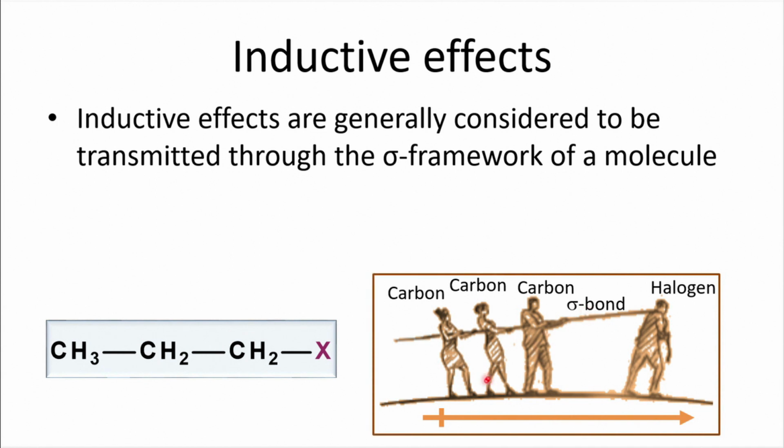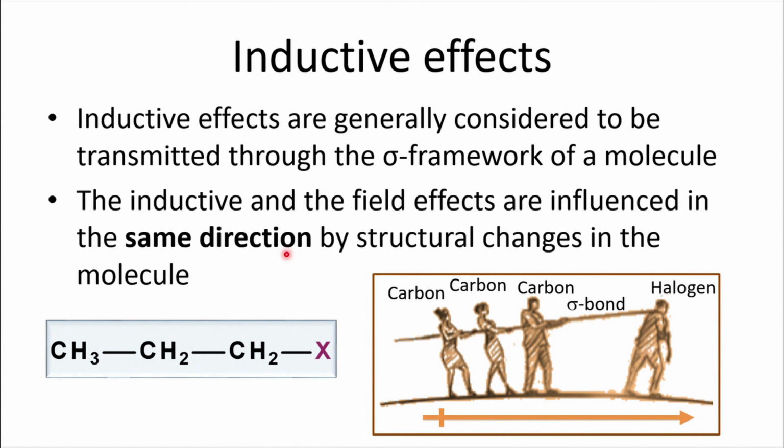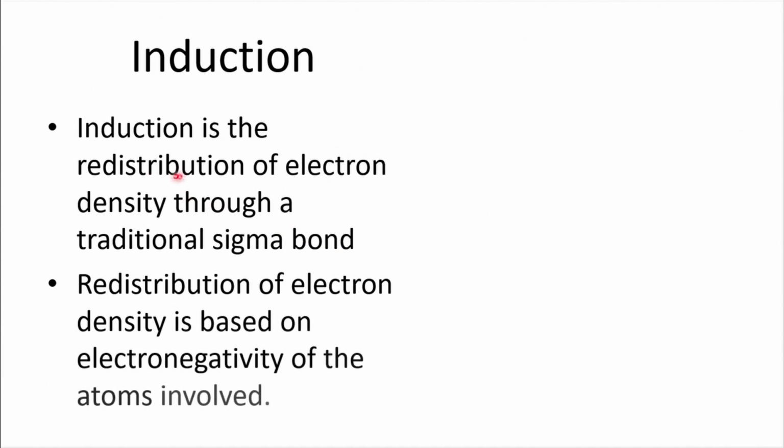So, in other words, the sigma bonded electrons are pulled more towards the halogen, and the inductive effect and the field effects are basically influenced in the same direction by the structural changes in the molecule. So, wherever the electronegative atoms are there, they will pull the electron towards itself through the sigma bonds. That is what is called inductive effect. And as we have mentioned, induction is the redistribution of electron density through a traditional sigma bond.